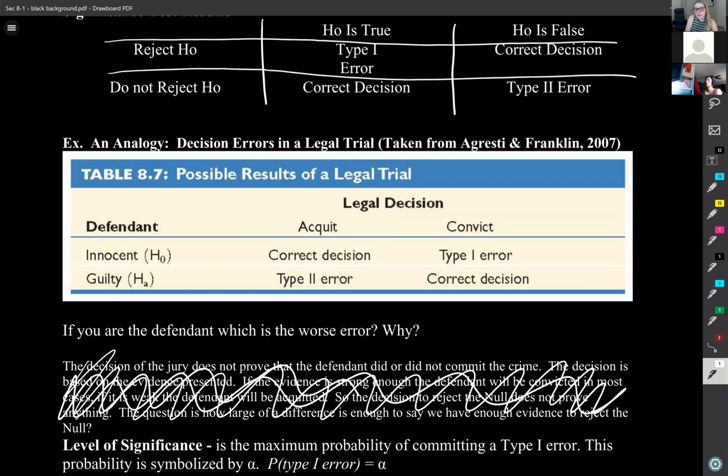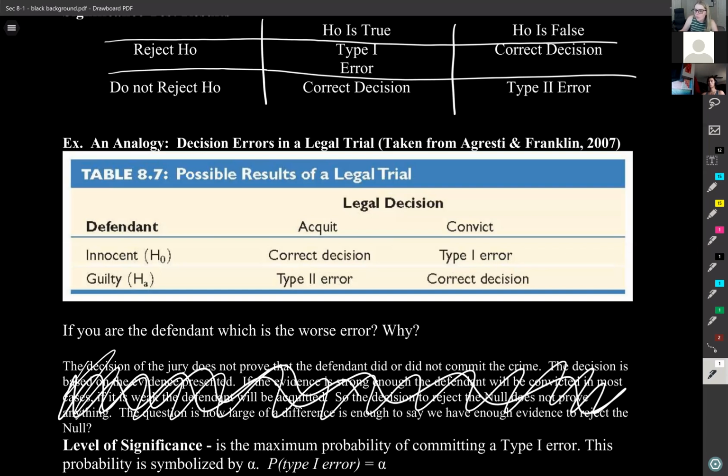So if the defendant's innocent and you acquit them, that was the correct decision. They were innocent and you did not convict them, so we're good. But let's say they're innocent and you did convict them. That's a type 1 error. So that's a problem, because that is clearly not the correct decision. But what are our other options here? They could be guilty and we could not convict them. Okay, not great. Or they could be guilty and we could convict them, and that's the correct decision.